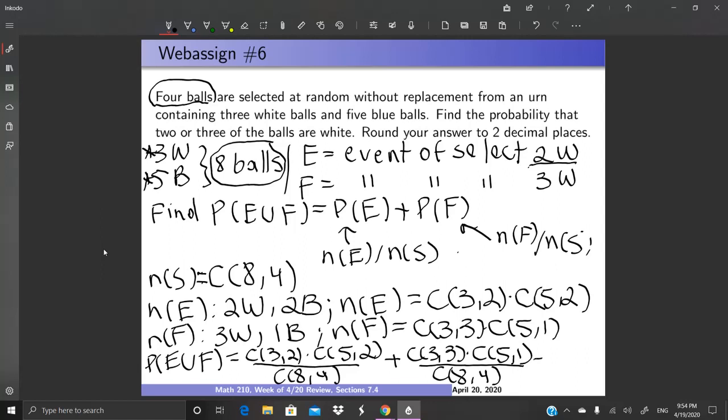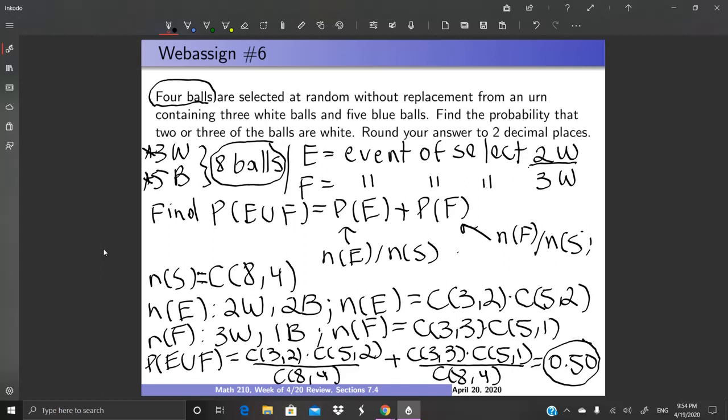And when I did this, I got 35 over 70, or 1/2. If I have to round to 2 decimal places, that's 0.50. So there is a 50% chance that I can select 2 or 3 white balls out of an urn that has 3 whites and 5 blue. So hopefully this makes sense.